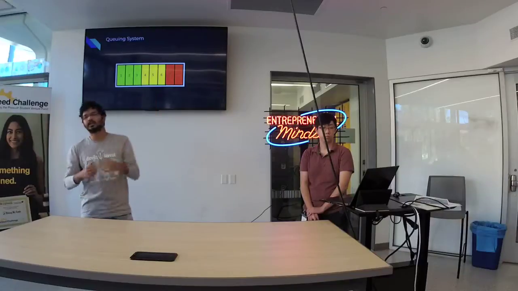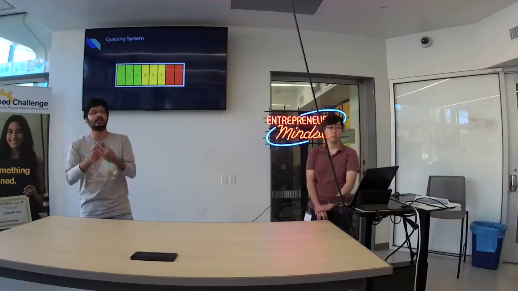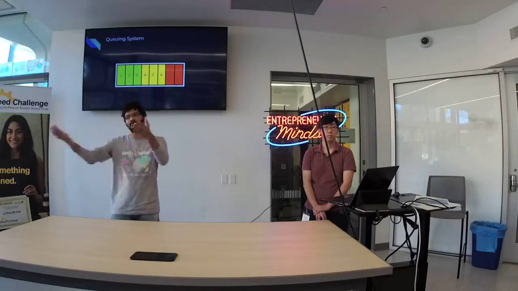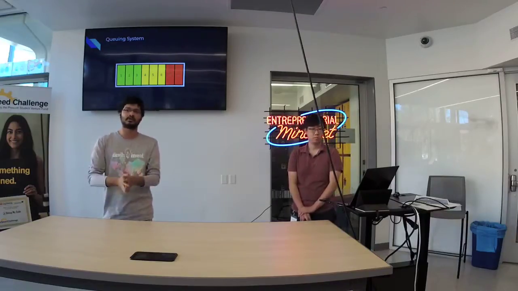So if you are in the yellow line, it means there's around a 50% chance that you get on the bus. If you are red, it's definitely certain that you will not be getting a seat on that bus. It will be the next bus that comes in, and you can get an estimate of how much time you have to wait for the next bus to come.